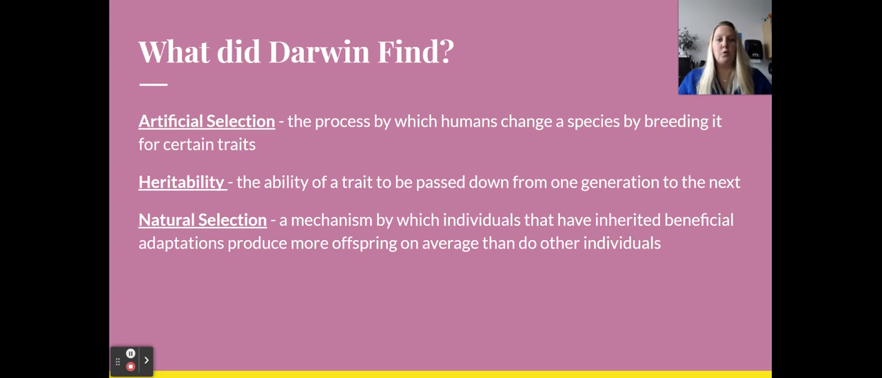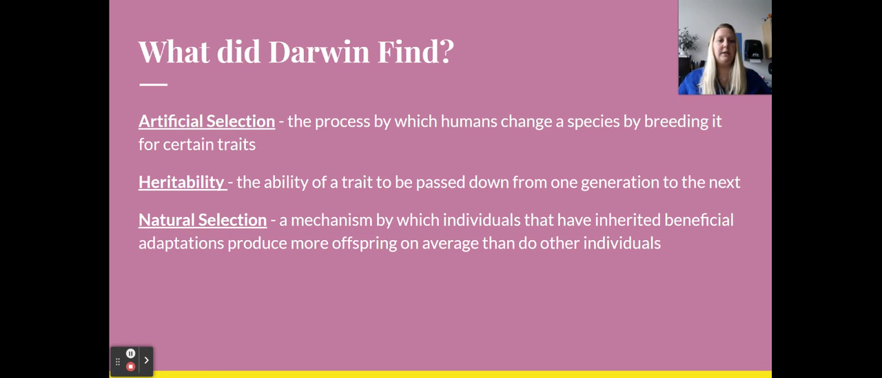Artificial selection is controlled by humans. He called it artificial because it's not a true version of evolution. It's artificial, it's made up, but it's still happening. He noticed heritability. This was the ability of a trait to be passed down from one generation to the next. In natural selection, the mechanism by which individuals that have inherited beneficial adaptations to the environment will produce more offspring on average than other individuals.